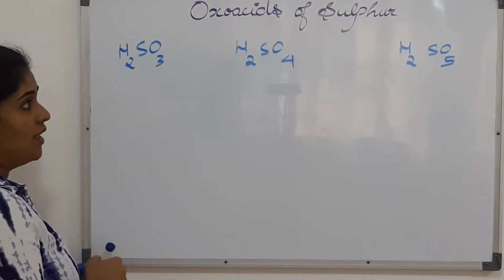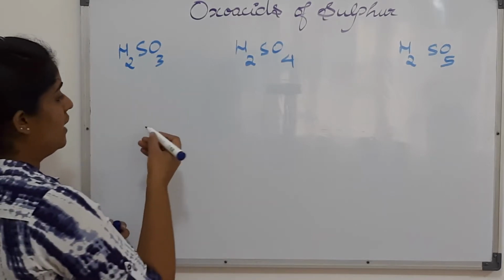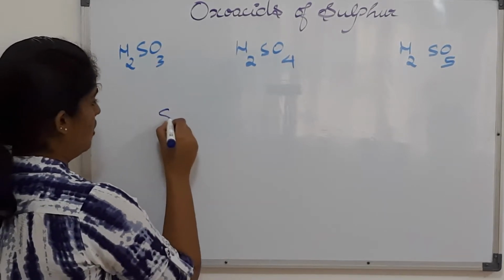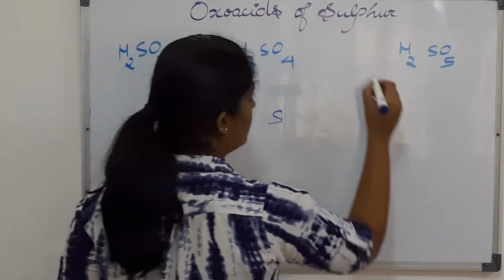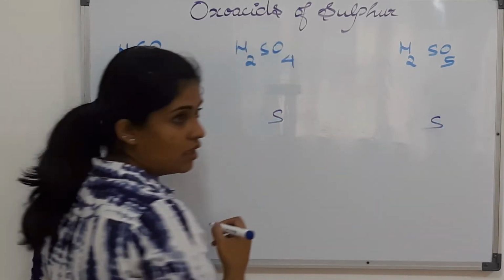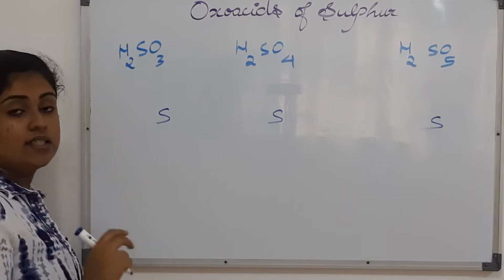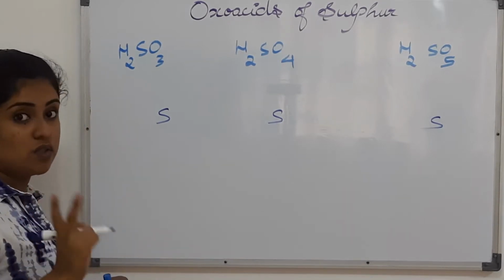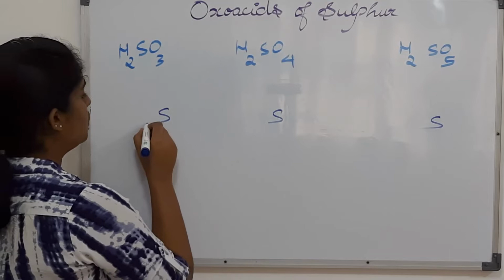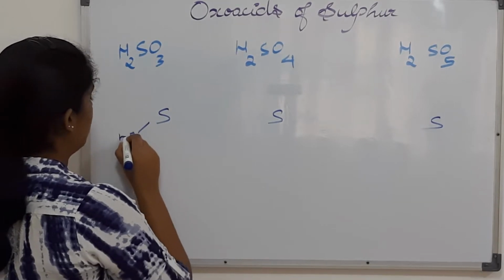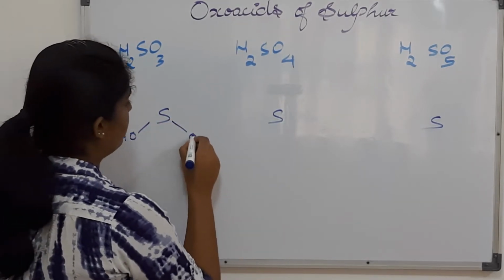One key point is that all of them will have sulfur as the central atom. In this one the central atom is sulfur, and in this one also, and in this also. Now we said that all the oxoacids are dibasic, which means that they have two OH units. So let's put those OH units: one OH unit for this and one OH unit for this.